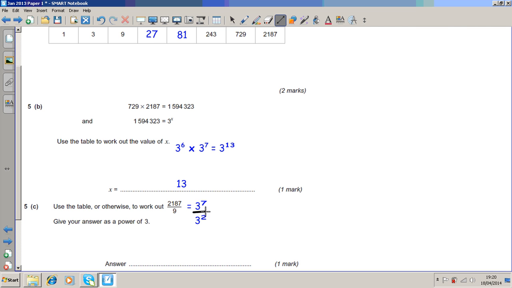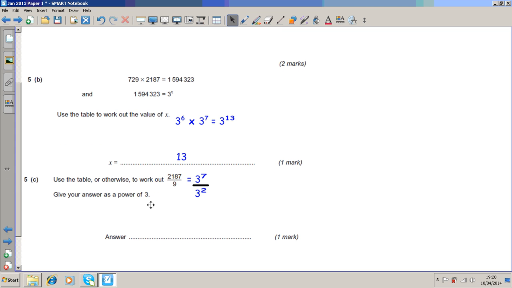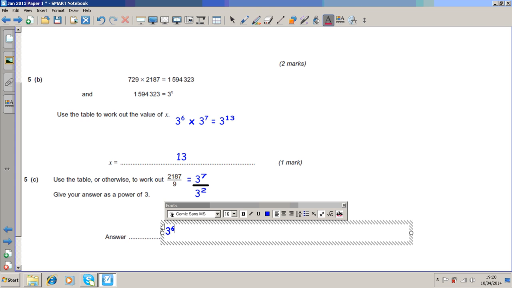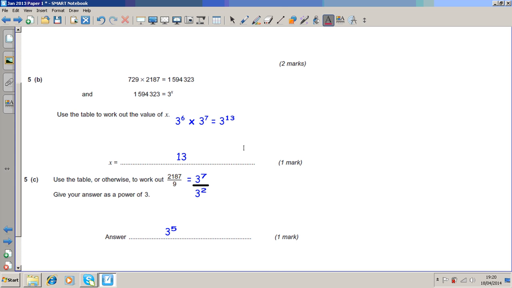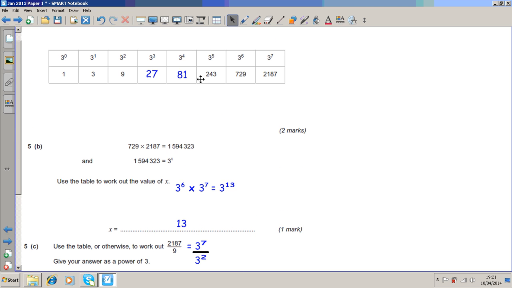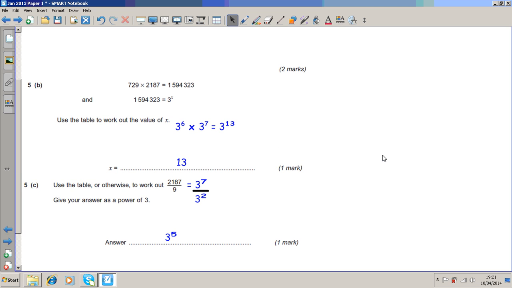It's a bit fiddly. Okay, so 3 to the 7 divided by 3 squared. Now, if we are dividing powers, and the base is the same, then we just take them away. So that is going to give us 3 to the power of 5. Okay, now if you want to, you could do the sum 2187 divided by 9, which would give you 243, which is then 3 to the power of 5. It would be fine.